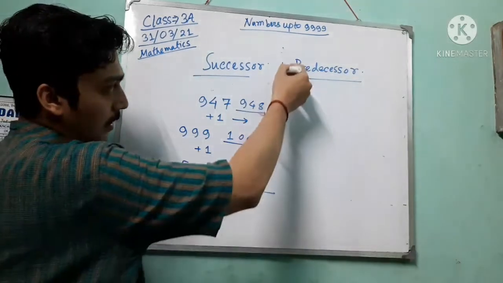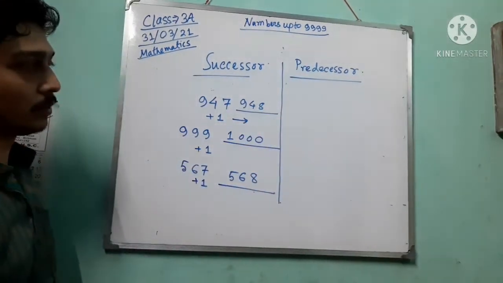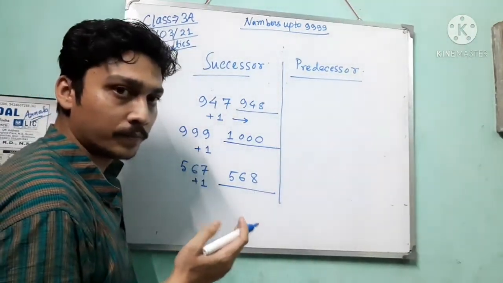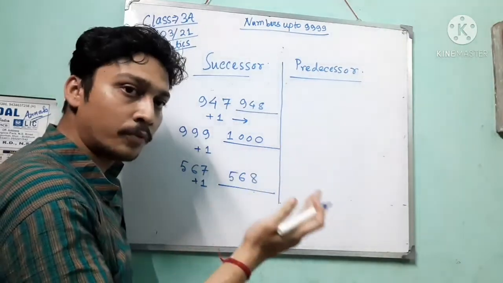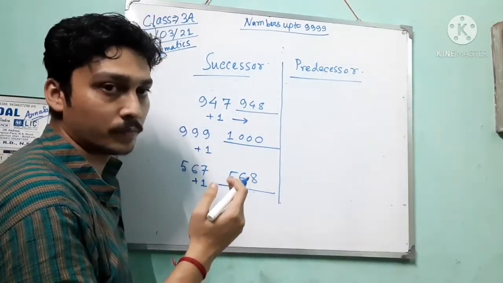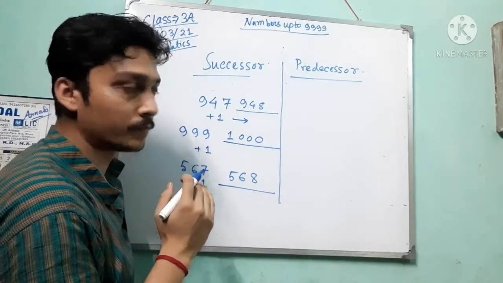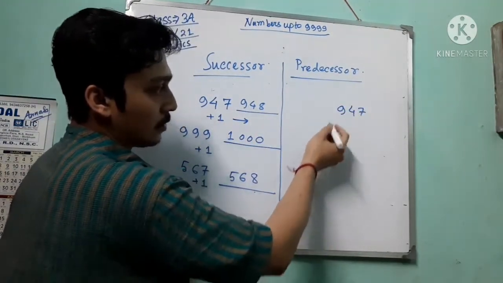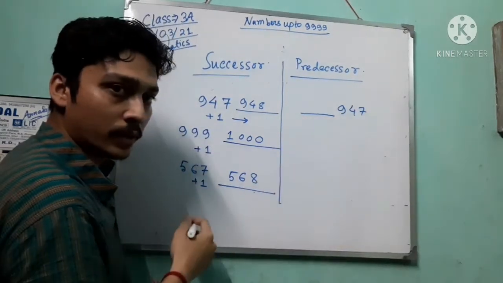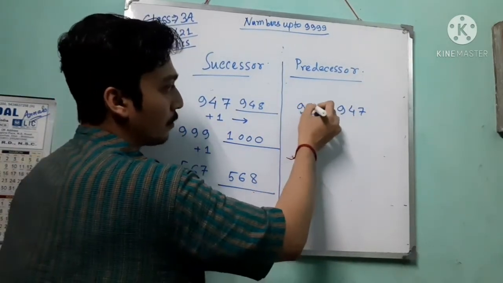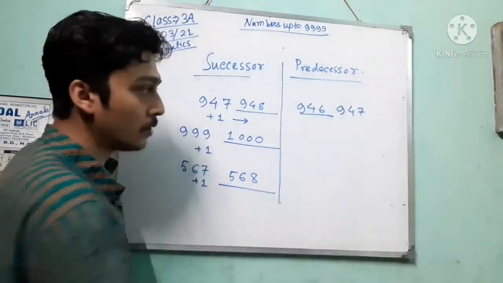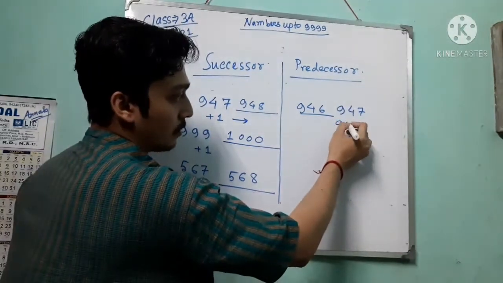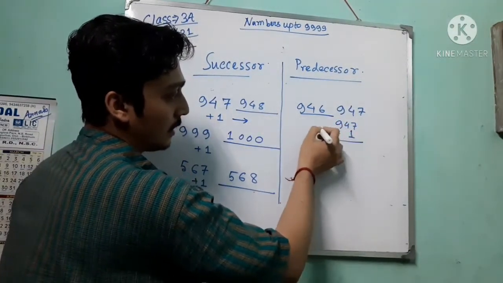So they are all successors of their respective given numbers. Clear? Now, predecessor. Predecessor means a number that comes before a given number, just before a given number. So here I have taken 947. What number comes before 947? Yes, 946. So here we subtract 1. 947 minus 1, we get 946.